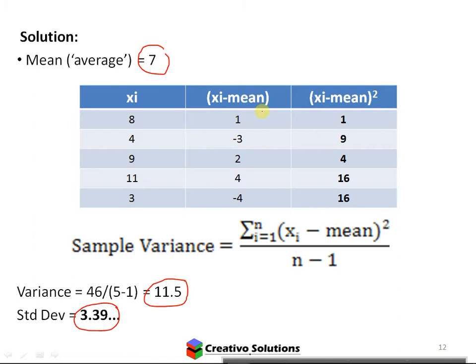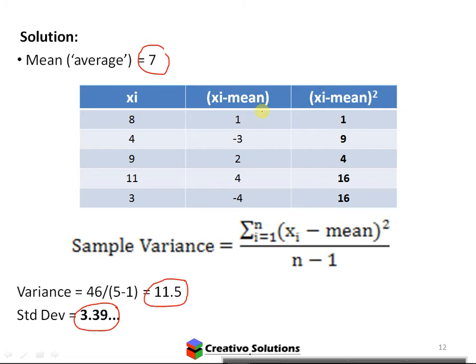Mean is x bar. I've got a 7. Good. Standard deviation: remember, the calculator doesn't give you variance. The calculator gives you standard deviation, so n minus 1. That's my standard deviation, 3.39. Good. Now just square it, and then I get 11.5. There we go.